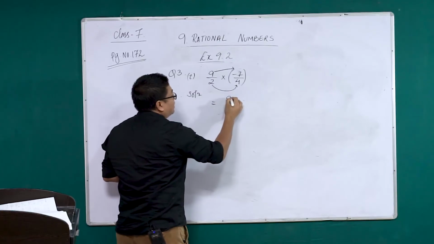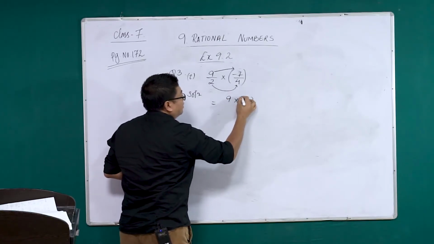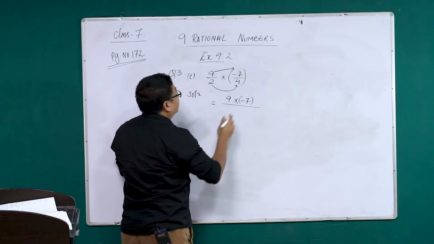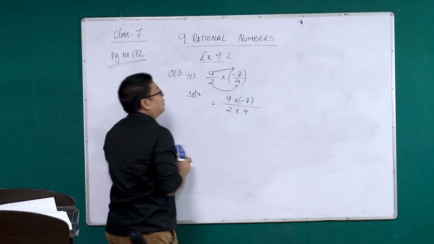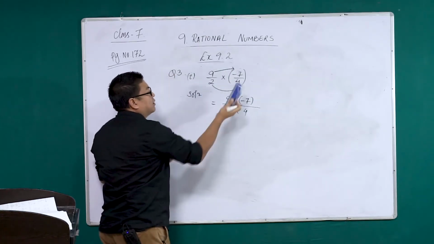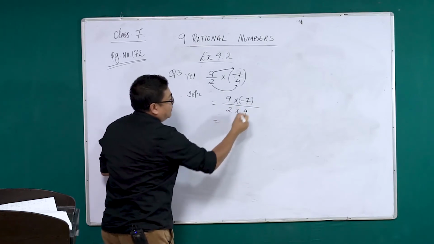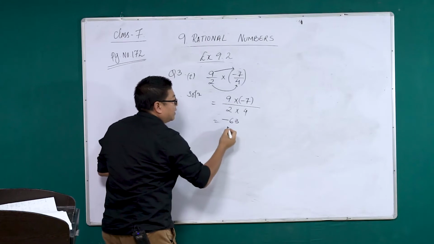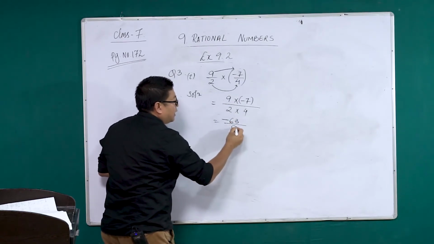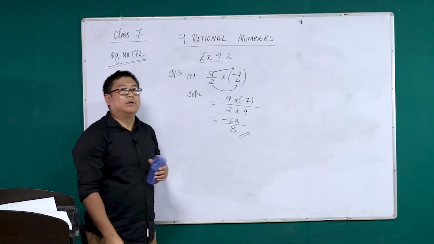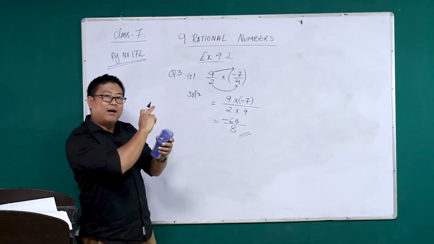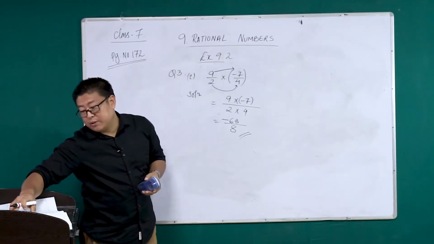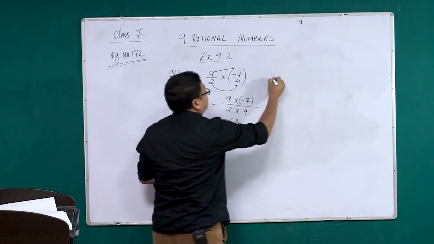So what you will do is 9 into minus 7, okay? And 2 into 4. That means these two are multiplied, these two are multiplied. 9 into 7 is 63. Here plus, here minus. Plus into minus, minus. 2 into 4, 8. Finished. So in multiplication, directly multiply. We can do one more example.